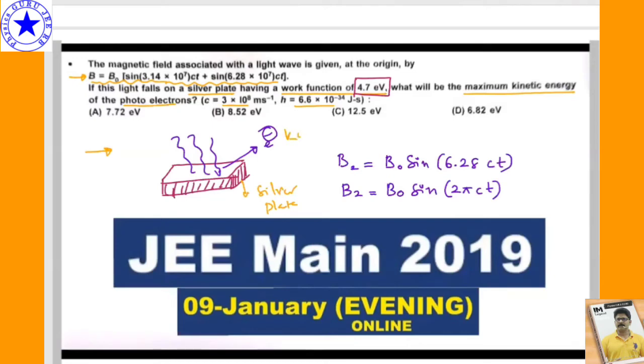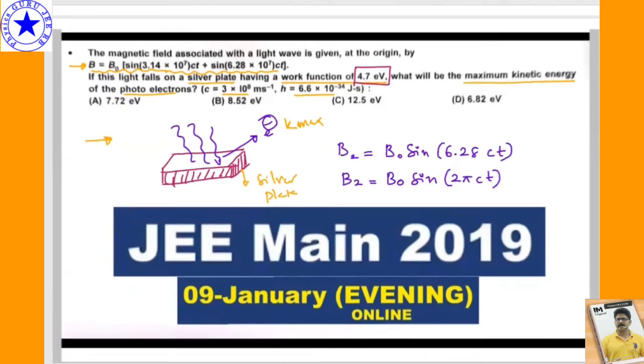See, what is the maximum kinetic energy which is liberated from this? It is the electromagnetic waves or light waves which are incident on it. So here we are taking that the maximum kinetic energy of the photoelectron ejected will correspond to the higher frequency, which is the second wave. So the higher frequency can emit the electrons from the silver plate.